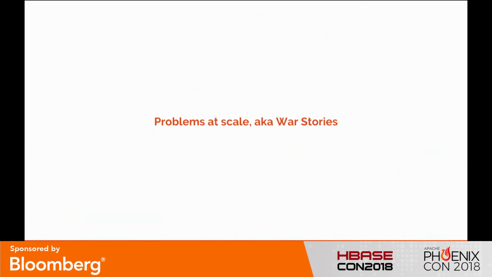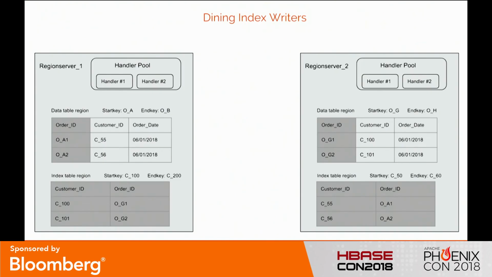So now let's start talking about some of the problems we ran into with secondary indexes. I have this slide called dining index writers, because some of you might be familiar with the famous computer science problem, the dining philosophers problem, where you have a bunch of philosophers sitting around a dining table. There are forks in between each of them, and each philosopher needs 2 forks to eat. If every philosopher follows the policy of reaching for the right-hand fork first, then you get into a deadlock, right? And nobody can eat. So with secondary indexes, we can potentially get into something kind of similar.